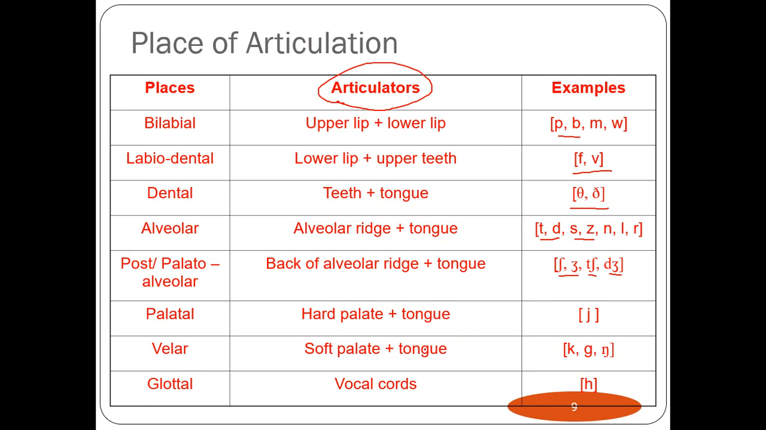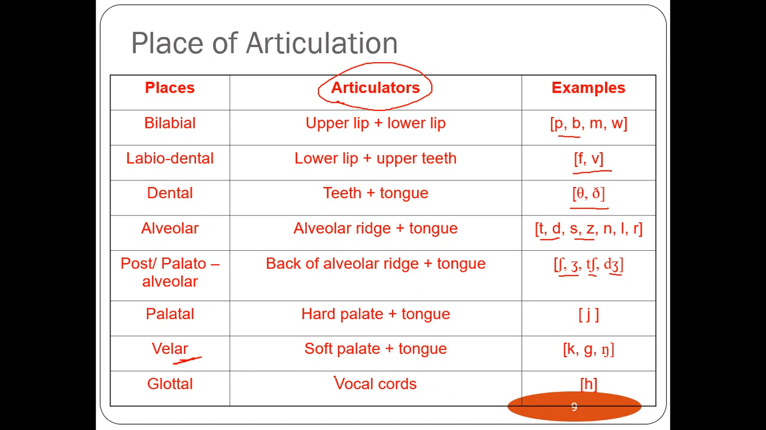Then we have velar sounds, soft palate and back part of the tongue. So we have k, g, and ng, three sounds in English. And velar, keep this in mind, is the soft palate or velum and the back part of the tongue. That's the combination for velar sounds, for these three sounds.